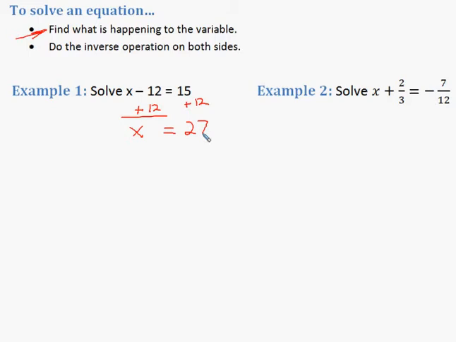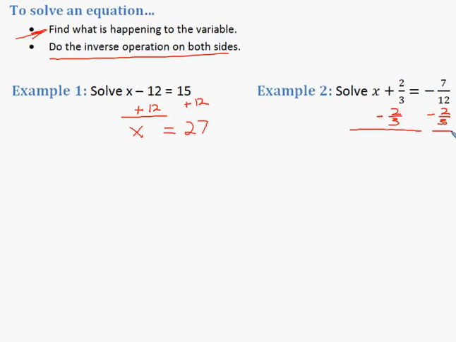For this next one, this one is not as straightforward. We might not be able to think of the fraction that you have to add 2/3 to get negative 7/12. So this is where our steps help us. We determine what's happening to our variable. Our variable here is x. What's happening to it? Well, 2/3 is being added to x. So what we do is we do the inverse operation to both sides. 2/3 is being added to our variable, so we're going to subtract 2/3 from our variable. And what we do to one side, we have to do to the other side, because an equation's like a balance.